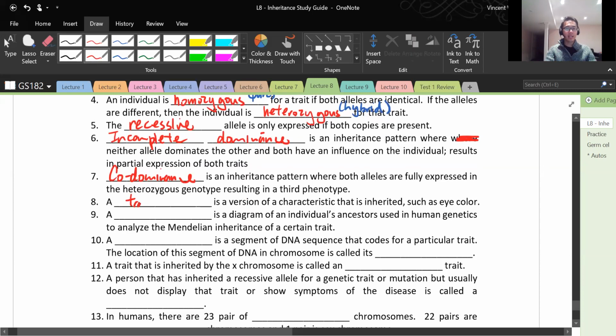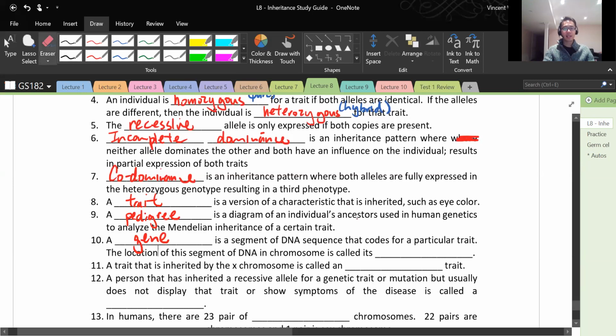A trait is a version of a characteristic that is inherited. A pedigree is a diagram, the ones that we've drawn, right? All those squares and circles that show the genetic relationship between individuals. That's a pedigree.